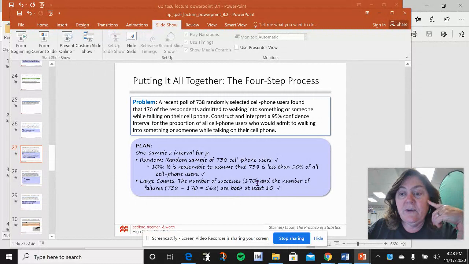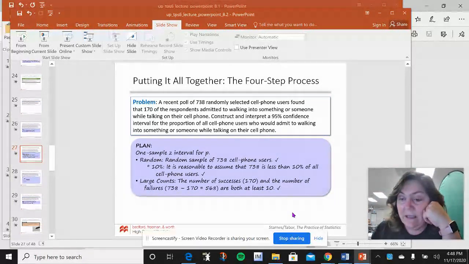Here it was given to us already. They already did np. So you don't have an actual proportion here. You're given the numbers, so this is tricky at times too. This is your np, 170. And then subtract that, which would be your failures. 1 minus p times n would be the 568. And both of those are at least 10. So in each group you have at least 10 items.